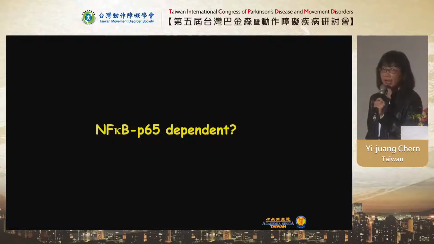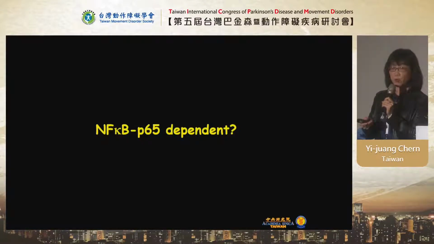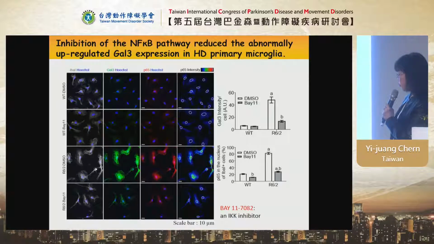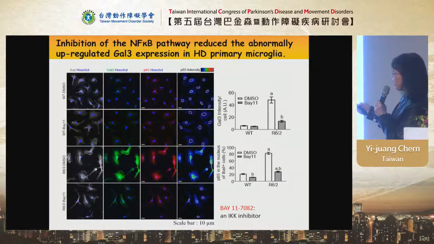Now, neuroinflammation, if we threw out the keyword, people would normally think about the NF-kappa B pathway. So the first experiment we did is to see whether the upregulation of galectin-3 is related to NF-kappa B. So we use an inhibitor in here. Now, all these studies were quantitatively analyzed.